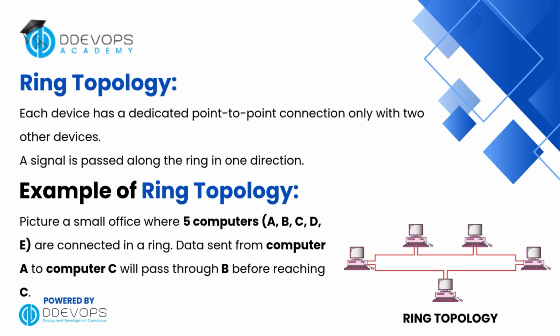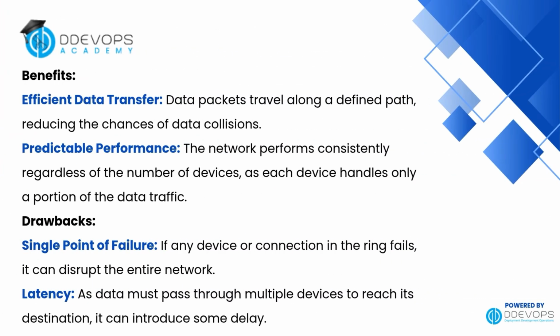Example of ring topology. Imagine a small office with 5 computers, A, B, C, D, and E, connected in the shape of a ring. When computer A wants to send data to computer C, the data travels through computer B before reaching C. Now, let's look at the benefits.